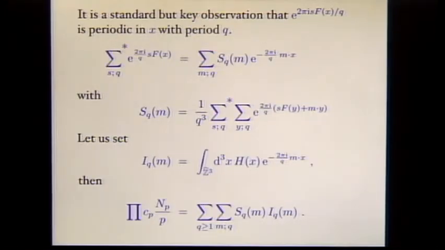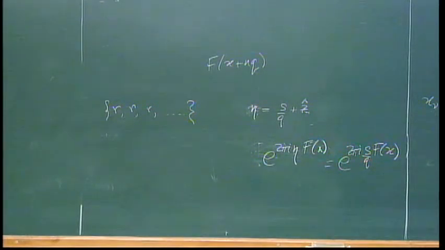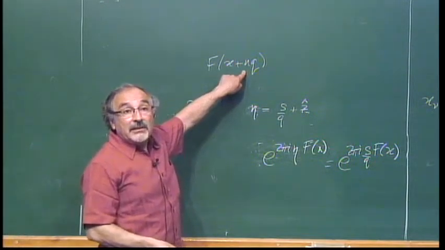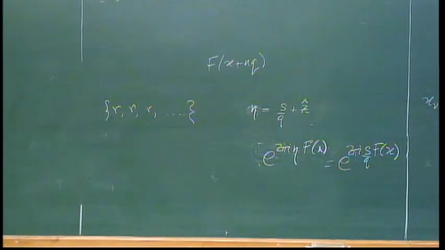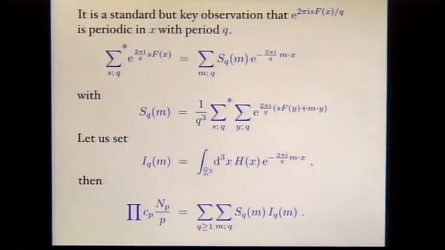Okay, so then it's a standard but key observation that this quantity, where we have an e to each term, e to the 2 pi i s over q f of x, it was said in the previous talk that there were too many q's, and there are too many q's here, and q here is just an integer. There are too many q's, but this sum that you have to do is periodic in x, right? Because this is where the periodicity comes in. If you write f of x plus nq, then because the coefficients in f are integers, this in fact is f of x plus an integer. More than that, it is f of x plus a multiple of q. So, in fact, this sum here is periodic in x with period q.